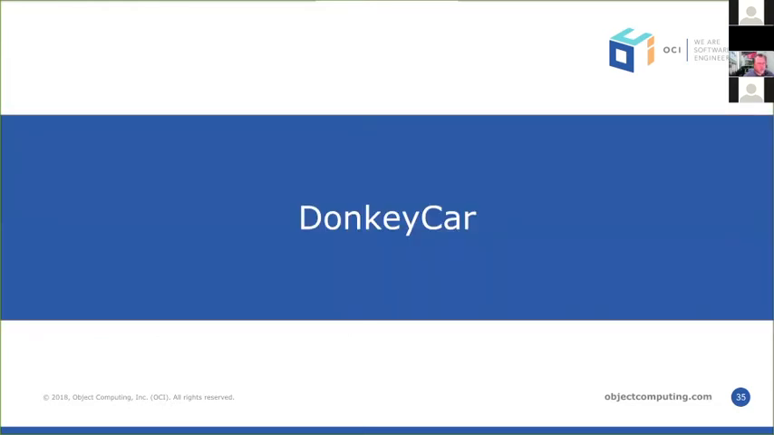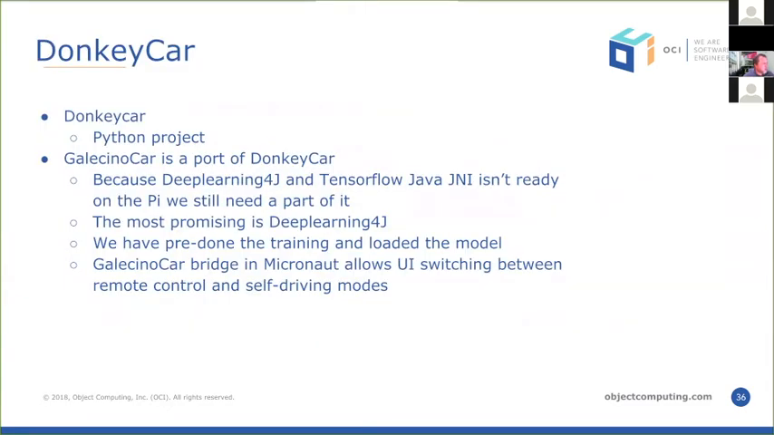All right, so a little bit about DonkeyCar, which is what this was based off of. DonkeyCar is a Python project. GalecinoCar is really just a port of that. And because Deep Learning for J and TensorFlow weren't really ready at the time that we made this, we've got kind of a hybrid thing going on here. The most promising one we'll go forward with is Deep Learning for J.